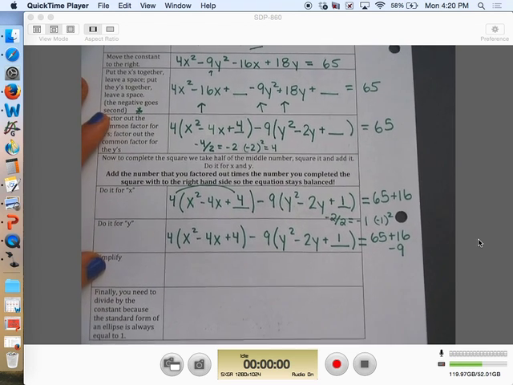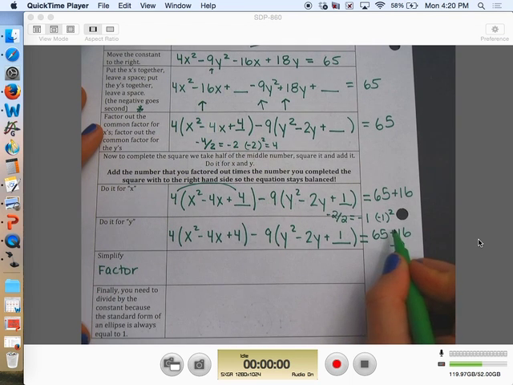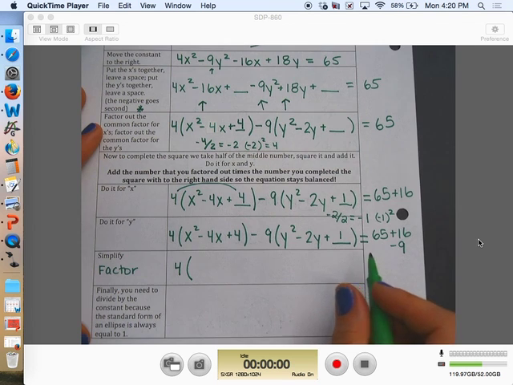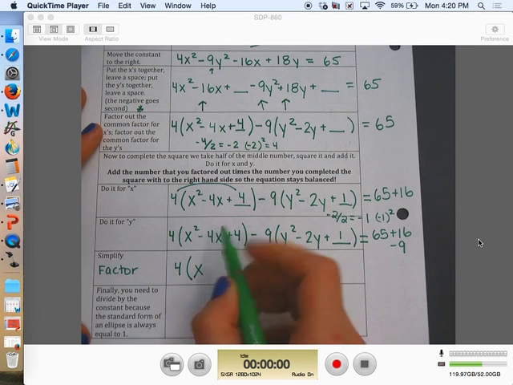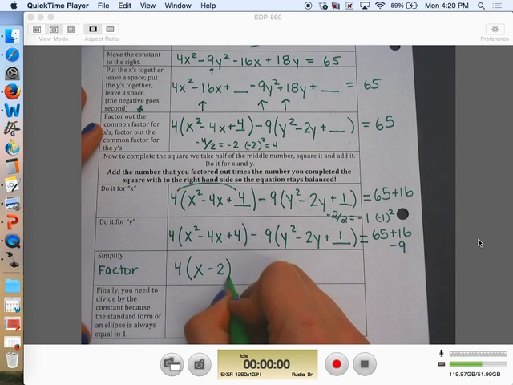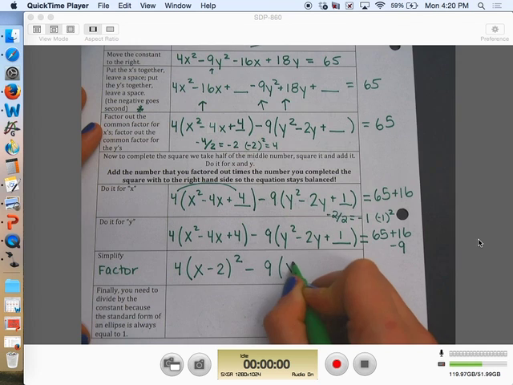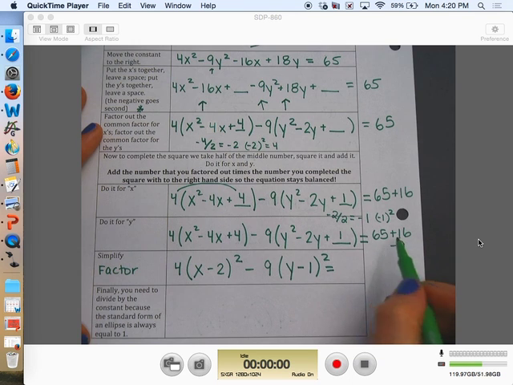Now I am asked to simplify. In this case, we are factoring on the left side of the equation and simplifying on the right. When we factor, we take x, and we're taking half of our middle term here, minus 2, all squared. Y minus 1, all squared. And simplifying the right side of the equation to 72.